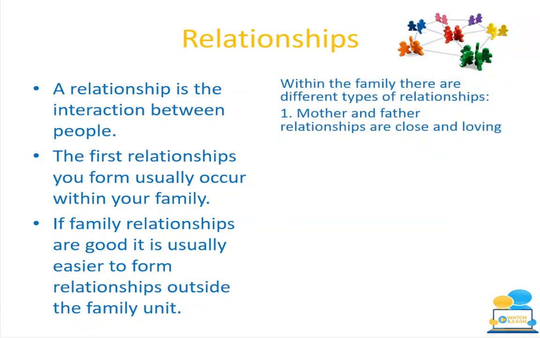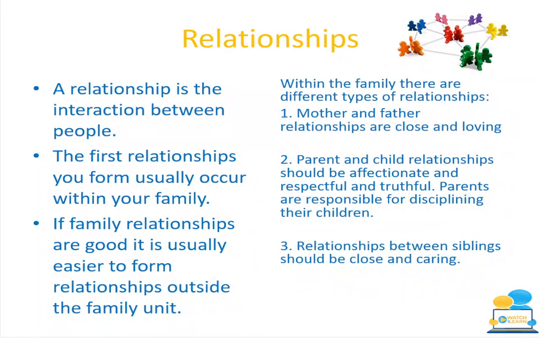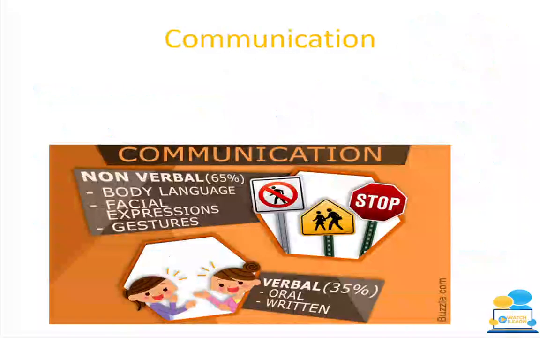Within the family, there are different types of relationships. So you could have a mother and father relationship. So this is within your nuclear family. So these relationships are close and loving. We then have parent and child relationships. So these should be affectionate and respectful and truthful. So the parents are responsible for disciplining their child, but there still should be love within the family. Relationships between siblings should be close and caring. So you shouldn't be fighting with your sisters and brothers the whole time. You should be caring for them and look after them, especially when they're sick or if there's something happening at home. So there are 3 different relationships which you will be asked to discuss.